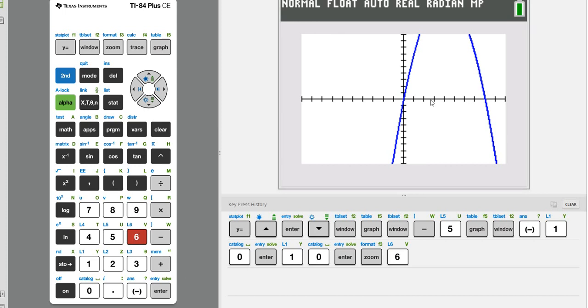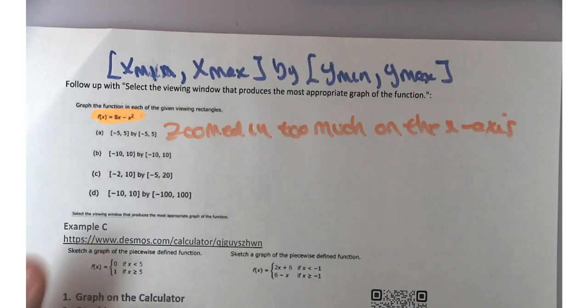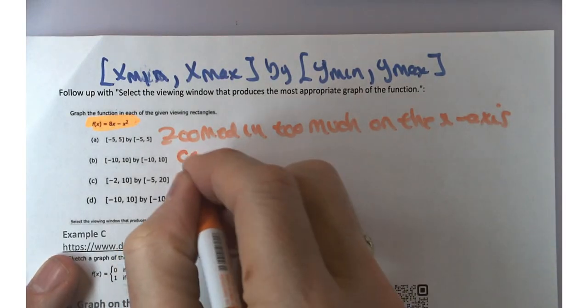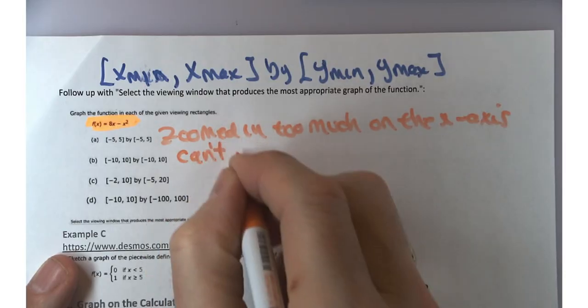So this one's not bad. It's better. But what would you say is wrong with this one as far as a graph is concerned? You're not seeing the top of it, right? This is a parabola. You don't see the vertex. So yeah, that's a little bit annoying. So can't see the vertex.